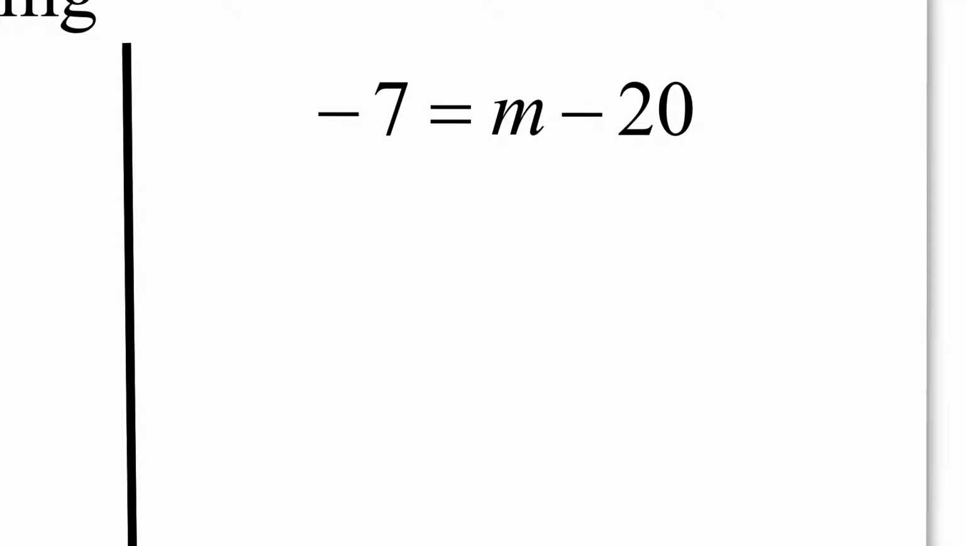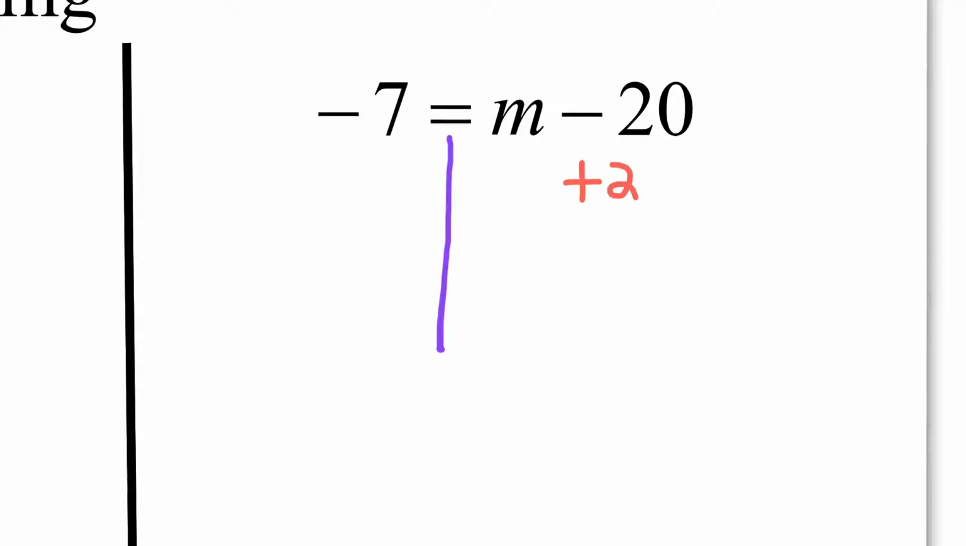Sometimes you guys have the variable on the other side. Doesn't matter what side the variable is, the idea, the concept is the same. So if you guys draw a line under the equal sign, notice that on the left side, it's just a number, negative 7. On the right side, these are not like terms, so you guys cannot combine. The constant is right here, minus 20. So I'm going to use the opposite. Opposite of minus is plus.